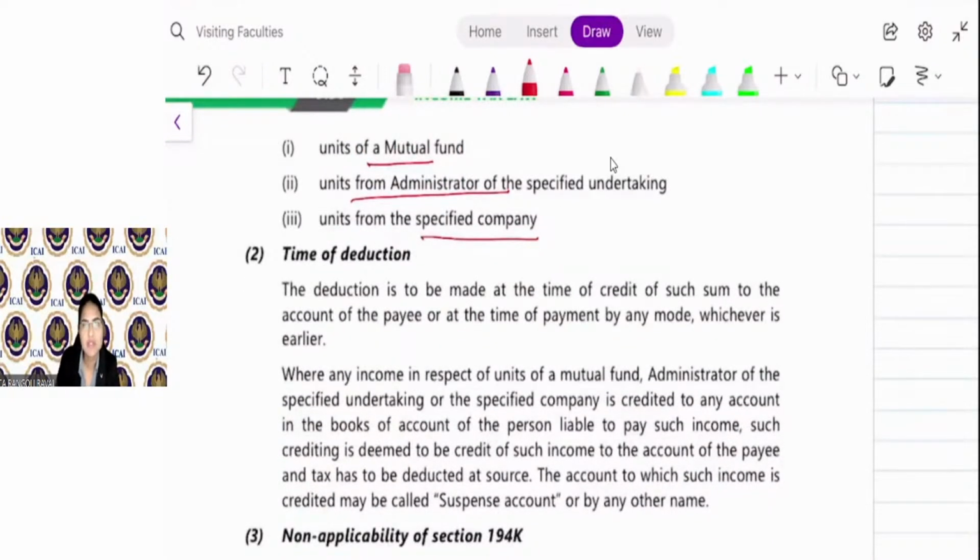Here the time of deduction is credit or payment, whichever is earlier. Credit means credit in the books of account. I have already explained the same in the last lecture.